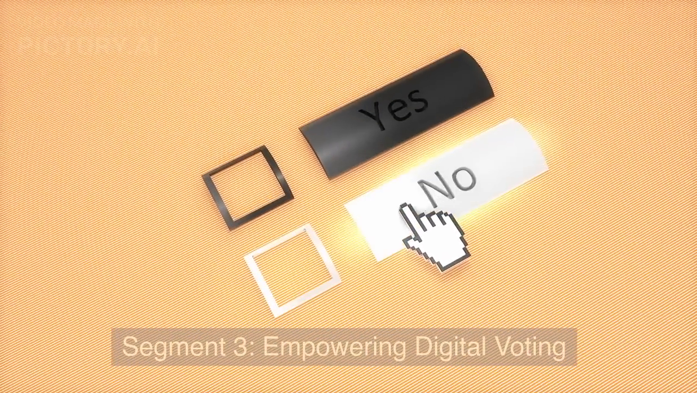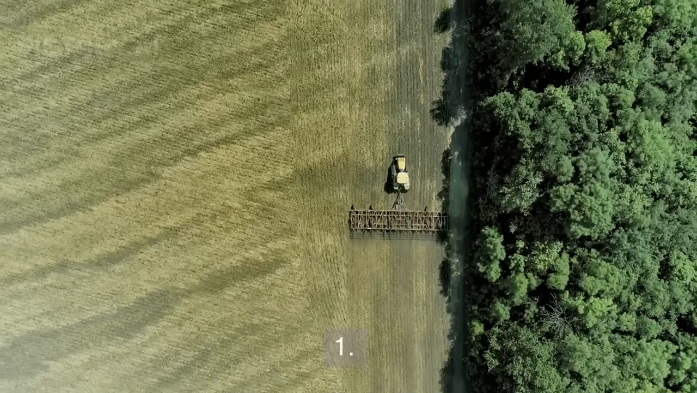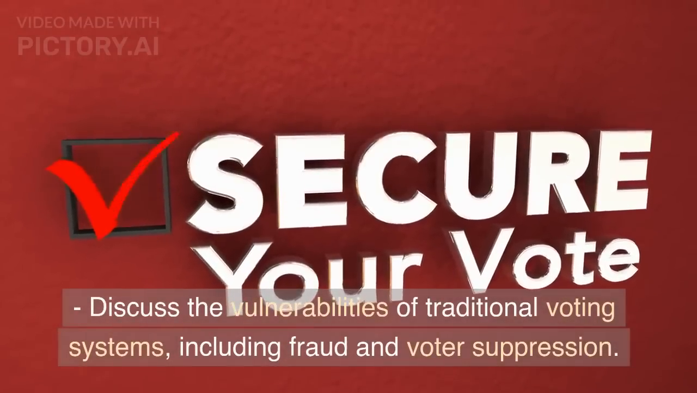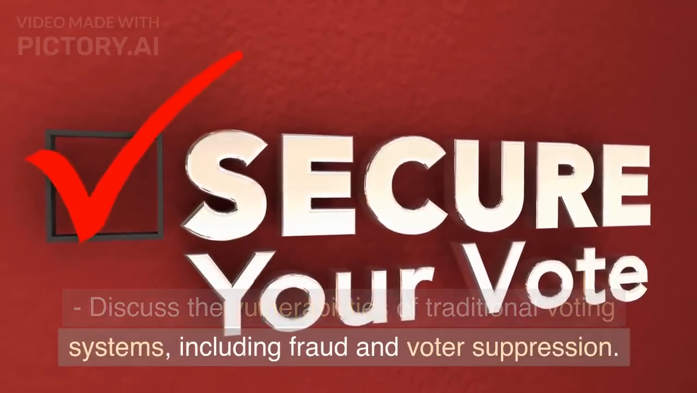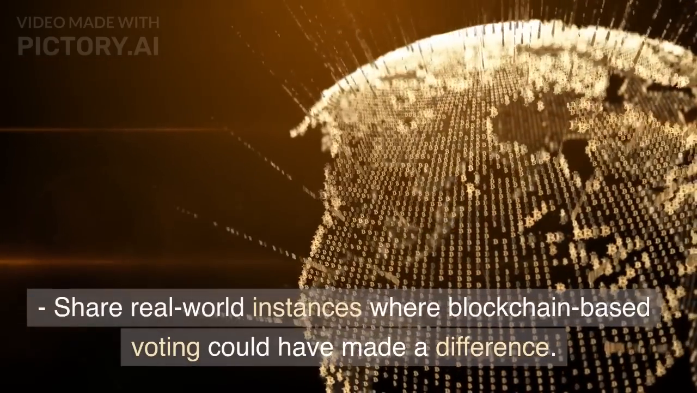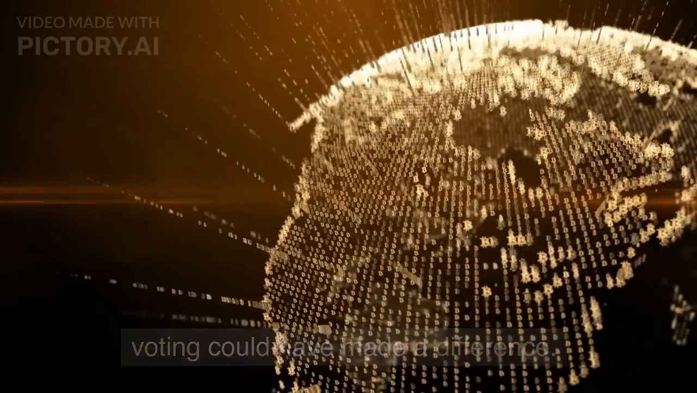Segment 3. Empowering digital voting. 1. Challenges with traditional voting. Discuss the vulnerabilities of traditional voting systems, including fraud and voter suppression. Share real-world instances where blockchain-based voting could have made a difference.